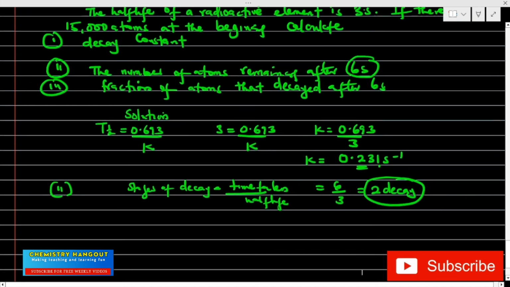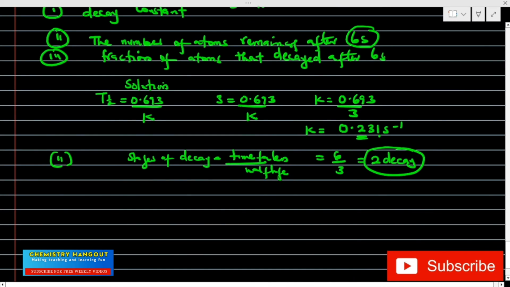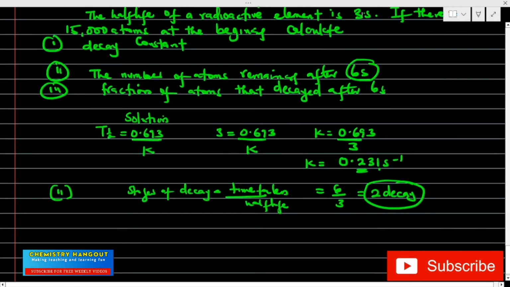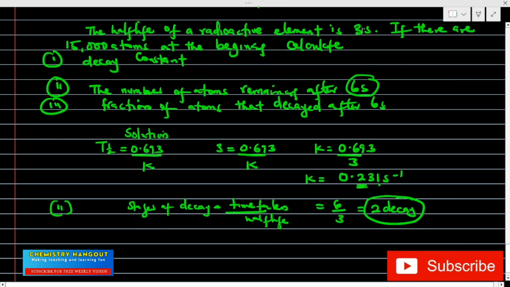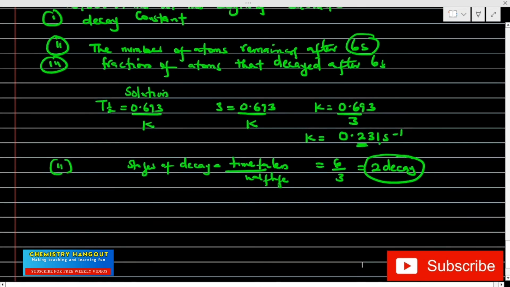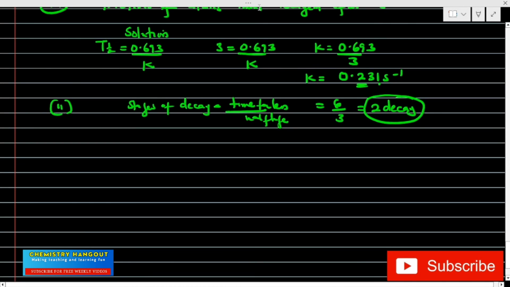So how do we now get the number of atoms remaining? So let's go now, 2 decays. What was the atom we started with? Let's go back to the question. What was the atom we started with? 15,000. So it's going to experience 2 decays, right? So let's go now, 15,000.